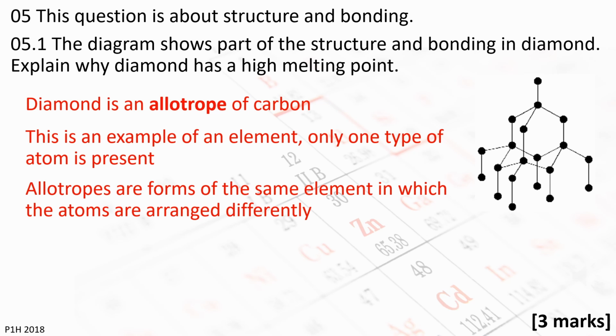Diamond is an allotrope of carbon. There is only one type of atom present, so it is an element. Other allotropes of carbon include graphite and fullerenes. Allotropes are forms of the same element in which the atoms are arranged differently.